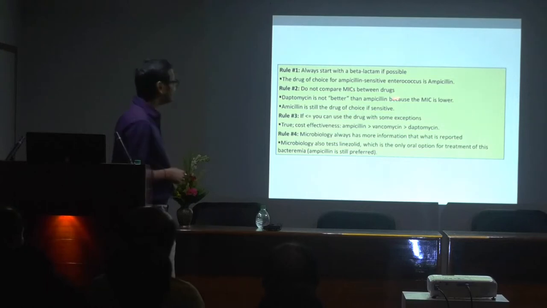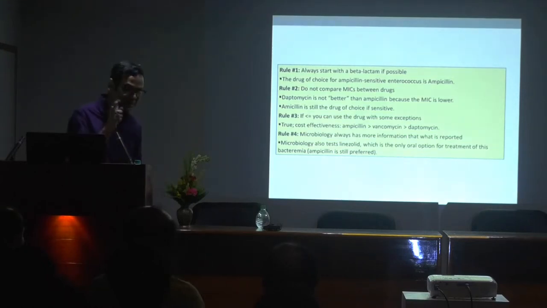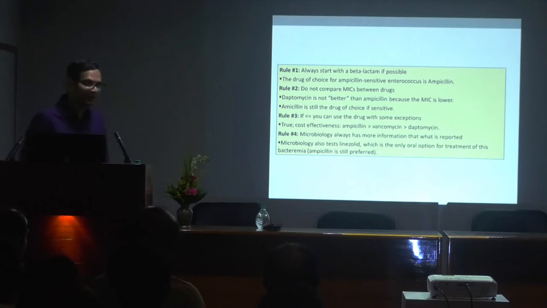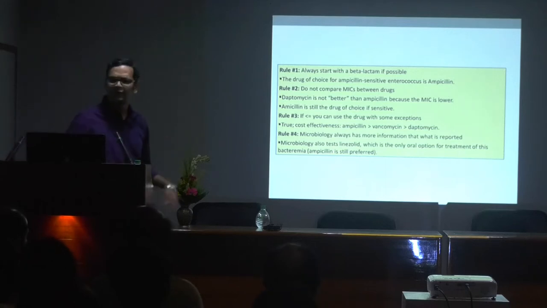Micro is always key. Now, drug of choice for ampicillin-sensitive enterococcus is ampicillin. So now do not compare. Daptomycin has got a lower MIC than ampicillin. But ampicillin has got better tissue penetration or better blood penetration in case of enterococcal bacteremia. Now, if you consider cost effectiveness also, ampicillin is a better choice. And microbiology has got more information, so you can have an oral option if you want to taper it off. Ampicillin has got an oral option also, so ampicillin is the choice.